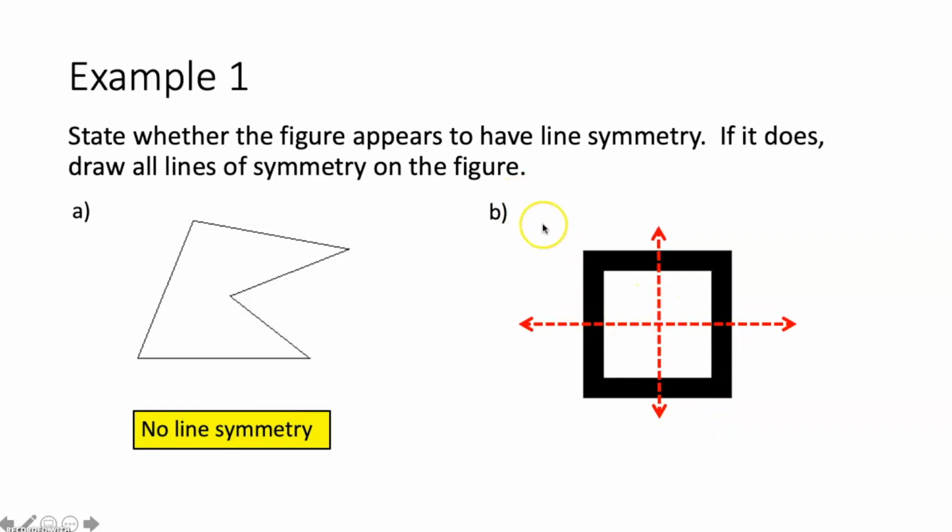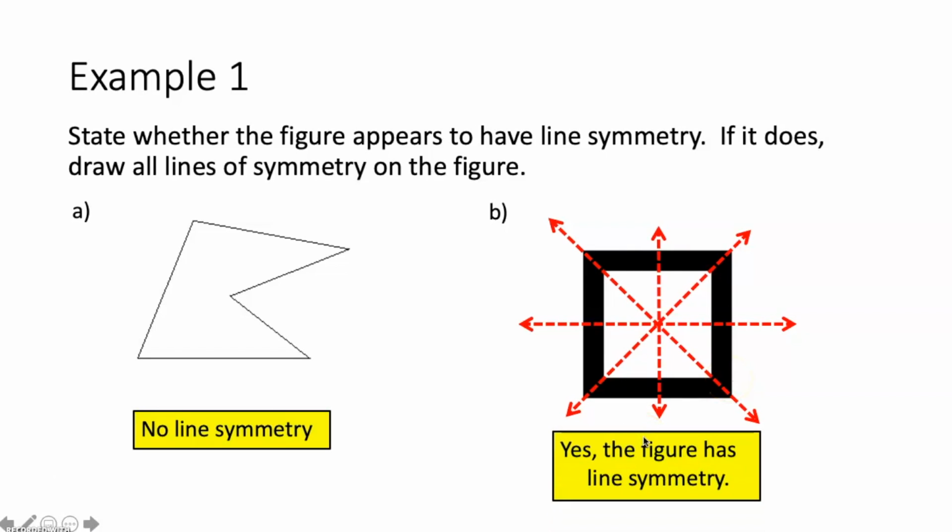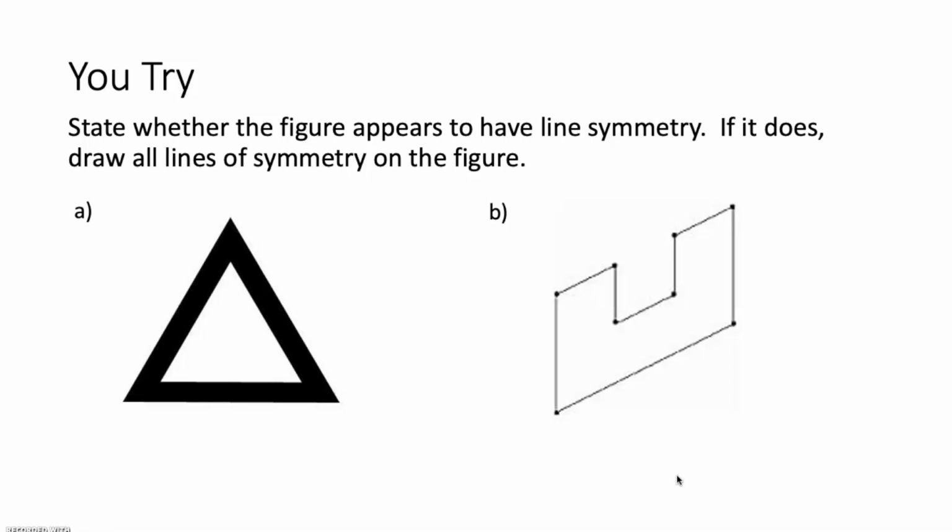Same thing if you were to draw a line diagonally here and here. Each of those would cut the figure exactly in half, where the figure could map onto itself with a reflection in that line. So yes, this figure does have line symmetry. You better try this right now.